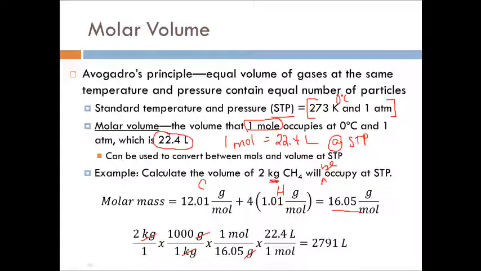And we're then going to use this new relationship of molar volume. So we say that 1 mole is equal to 22.4 liters. The moles cancel out. We're left with liters. We multiply and divide, and we get an answer of 2,791 liters. That's a pretty considerable volume, but we also have 2 kilograms of a gas, so that sounds about right.